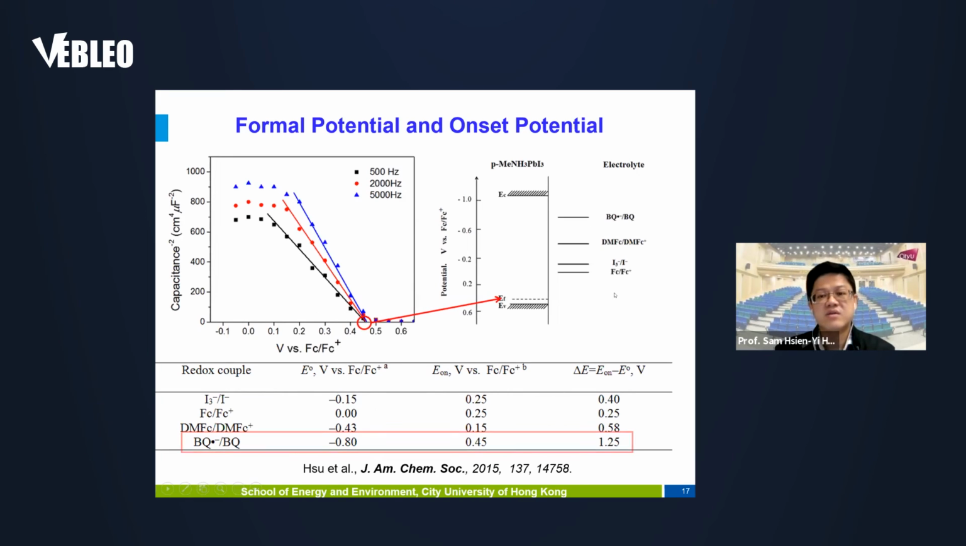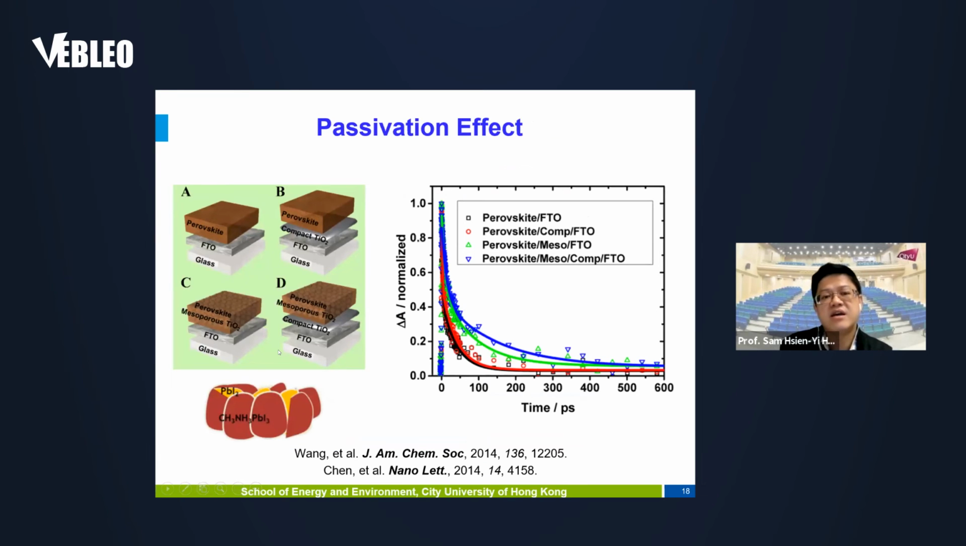One of the important concepts for liquid junction perovskite PEC solar cells is that the difference between the onset potential and the formal potential is theoretically the open-circuit voltage of the cell. So this is the major reason why we use benzoquinone and the benzoquinone radical anion for the fabrication of the PEC solar cells.